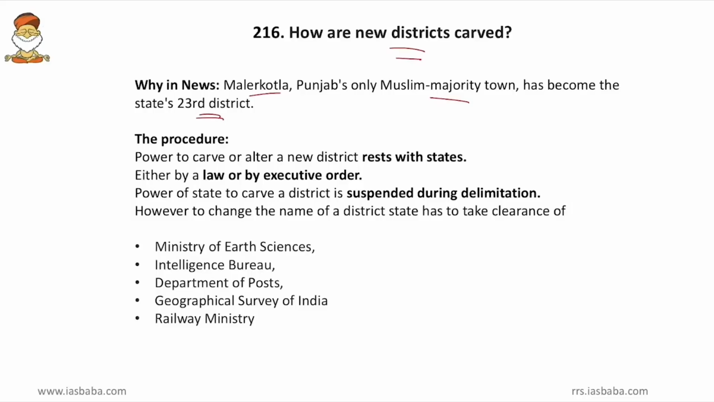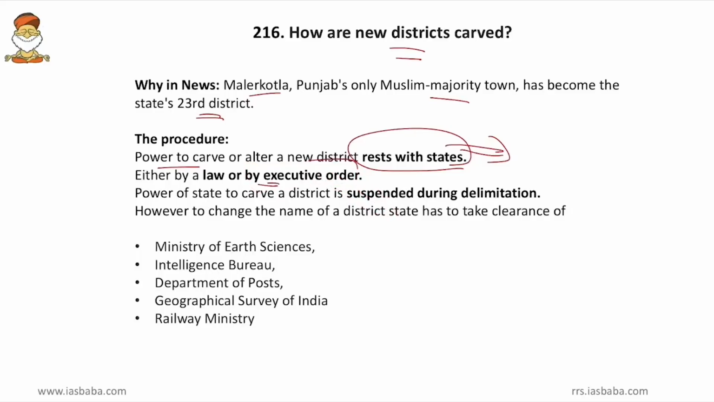Now the procedure to carve out a new district is as follows. The power to carve or alter a district rests with the states. So the Centre has no role in carving out a district. Then either by law or by executive order, a state can carve out a district. So both procedures are permissible. Most probably states will resort to the executive order because it is easier.